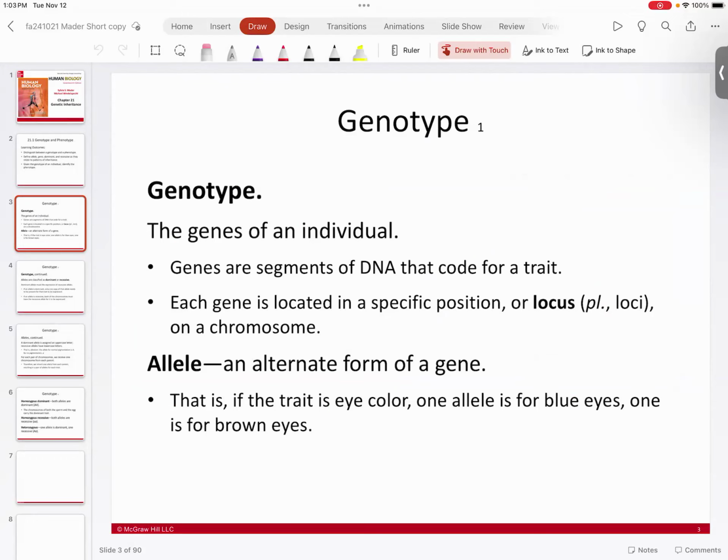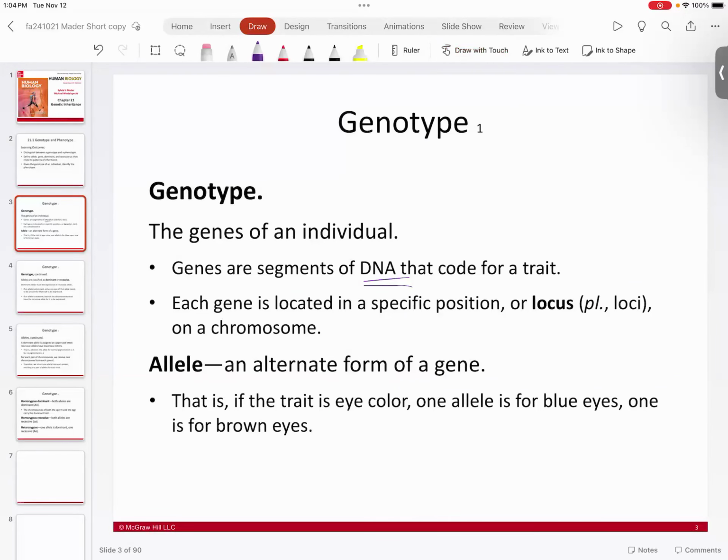So genotype basically is essentially all the genes of an individual. Genes are segments of DNA that code for a particular trait, oftentimes, not always, but oftentimes a protein. There's a specific location on each chromosome where the genes are located. That's called a locus, loci for plural. So this is the location of the gene on a particular chromosome.